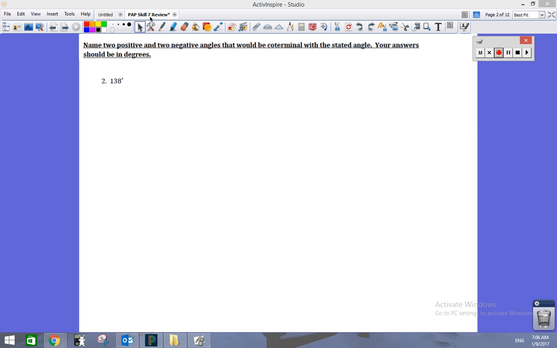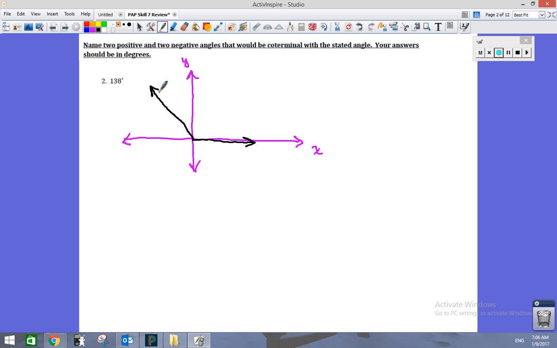So if I sketch this angle in standard position, then my initial ray coincides with the positive x-axis, and this is a positive angle measure, and 138 degrees is over here in quadrant 2 because 138 is bigger than 90 but smaller than 180. So in standard position, this is my angle measure, a sketch of it, of 138 degrees.